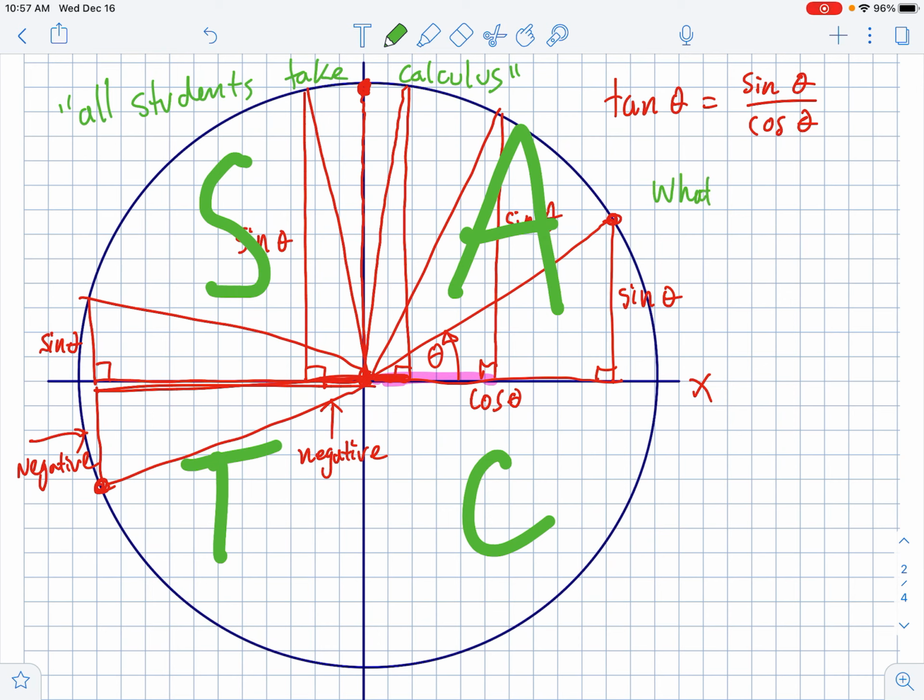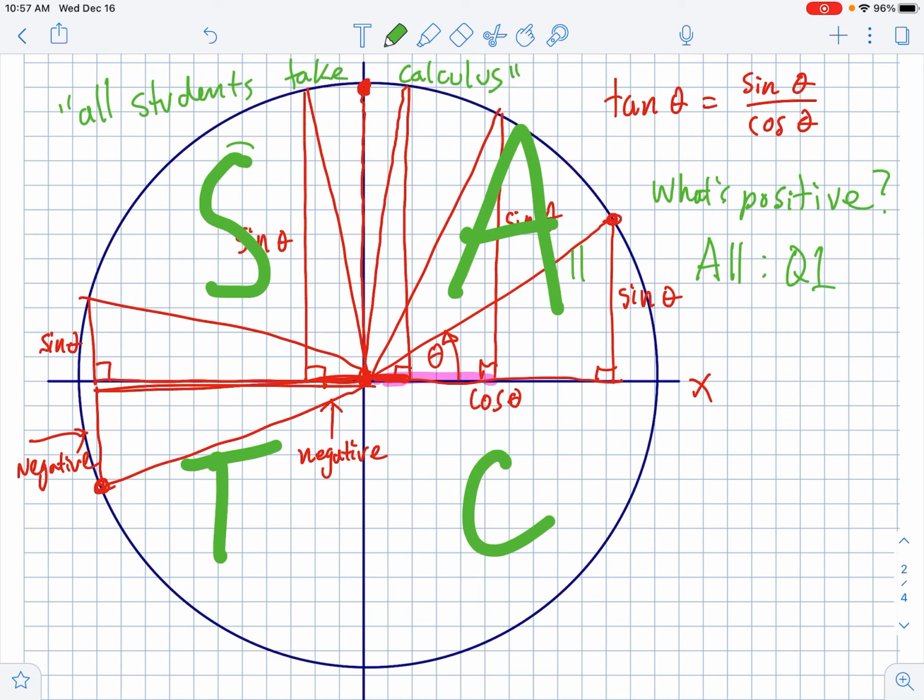I feel like this trick is more trouble than it's worth sometimes, because you have to remember the letters, you have to remember what they stand for, and then remember what they're actually telling you. It's telling you what things are positive in certain quadrants. So here, all are positive in the first quadrant. So we'll say quadrant 1.